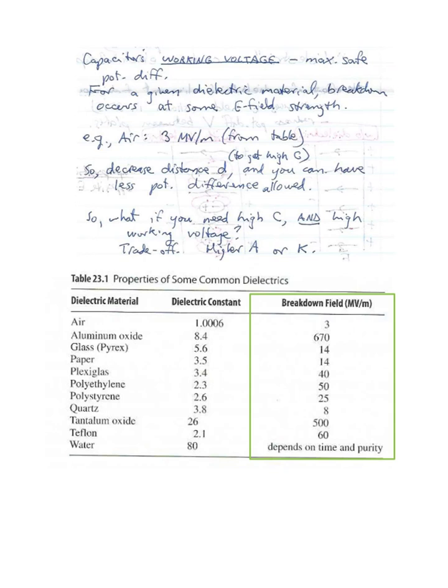Now regarding that third column in the table, the breakdown field, let's talk about the capacitor's working voltage. It's the maximum safe potential difference for a capacitor. So you can only put so much voltage to it before it will break down, and it'll probably blow up, pop, and start smoking. For a given dielectric material, the breakdown occurs at some electric field strength. For example, you can see in the table it says air has a breakdown field of 3 megavolts per meter.